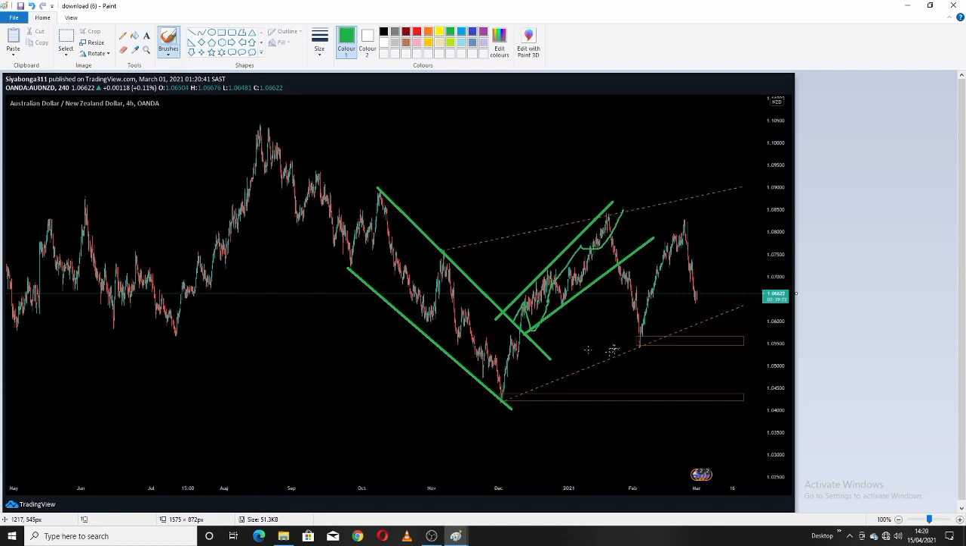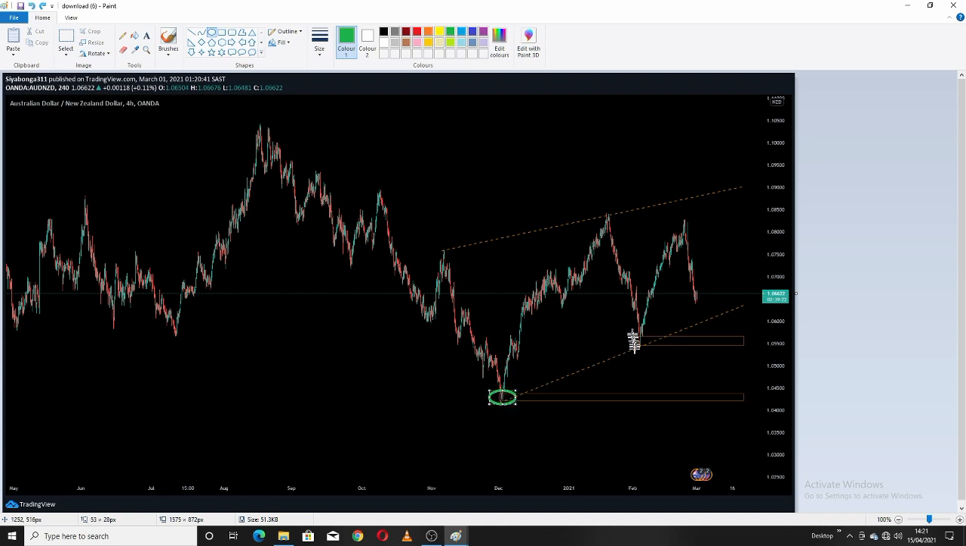So train your eye to see these things. Train your eye, because I can show you all of these things, but if you don't train your eye, you will have problems. Look here, point A, point B. Now I'm waiting for point C, then I'm taking my buy trade to the upside. Again here, I have my point A, I have my point B, I'm waiting for a point C to take another trade.